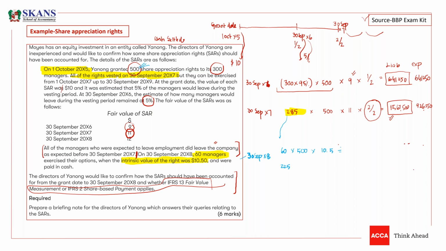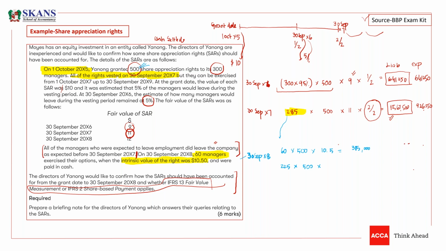So what would be the payment? We are paying them, guys. This is the amount that we actually are paying them: 315,000. Now what is the next step? How much liability is still on us? How much do we still owe to these 225 employees?